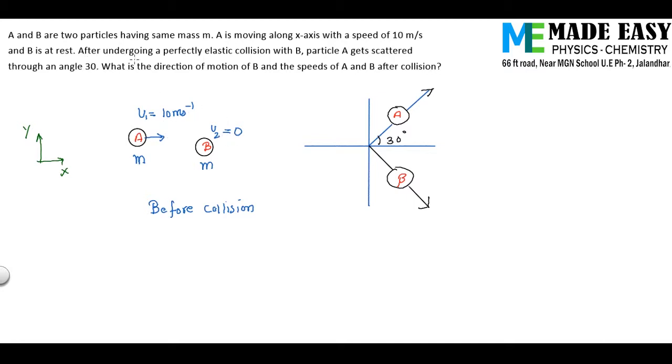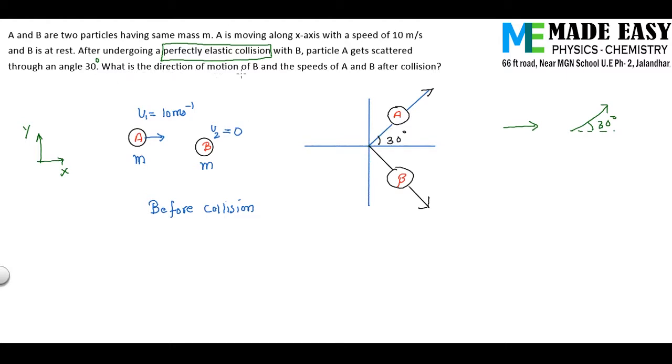After undergoing a perfectly elastic collision, the particle A gets scattered through an angle of 30 degrees with B. Let's note this. That means initially A was moving like this. It scatters through an angle of 30 degrees, that is, finally it's making 30 degrees with its initial direction, right? So A went like this.